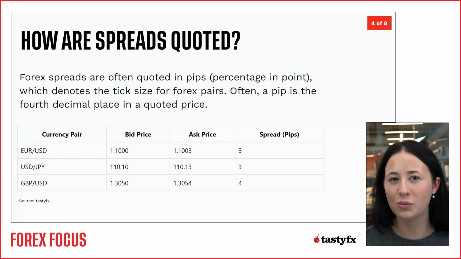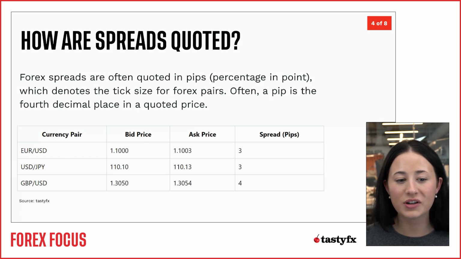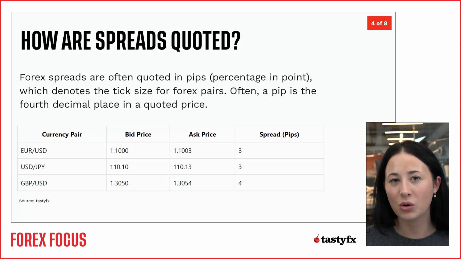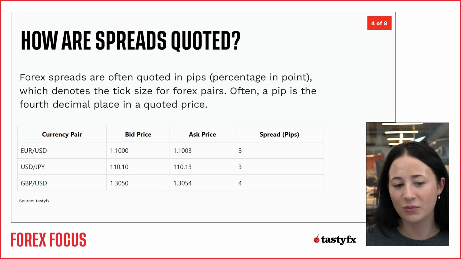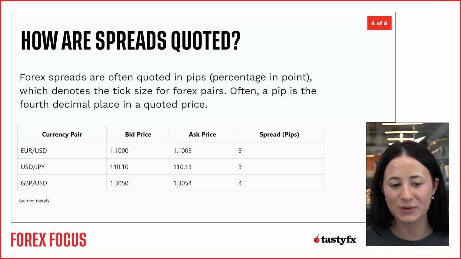So how are spreads quoted? We'll go into a little more on what pips even are. Forex spreads are quoted in pips, which stand for percentage in point, and they denote the tick size for Forex pairs. Often a pip is the 4th decimal place in a quoted price, except for a few exceptions, one being this example below with the dollar-yen, which only has 2 decimal points. However, the same rule for pips applies.